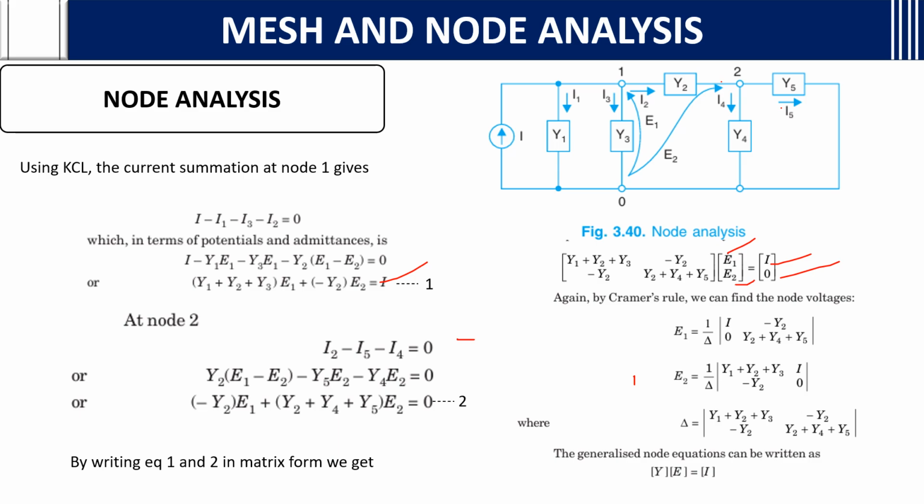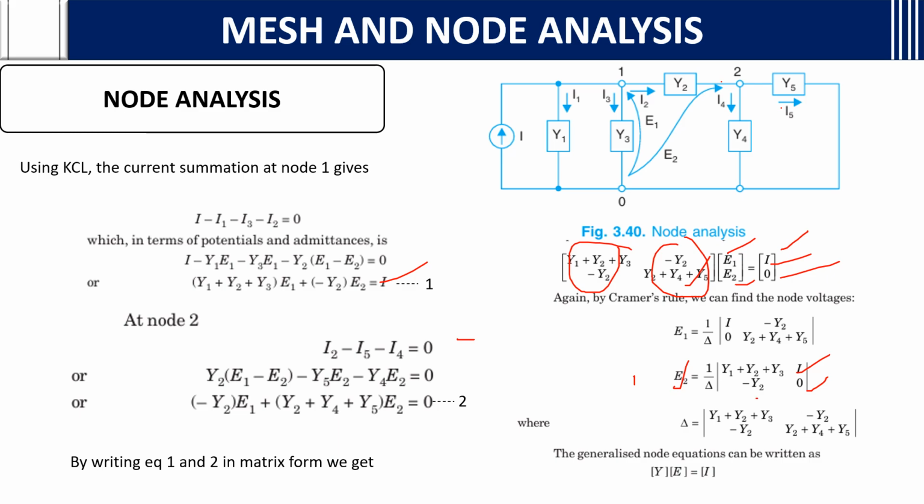E1 is equal to 1 by delta. What we want is E1. For E1, the first column needs to be replaced by I and 0. The second column is the same. For E2, the second column needs to be replaced by I and 0. If you see here, the first column will be y1 plus y2 plus y3 and minus y2.